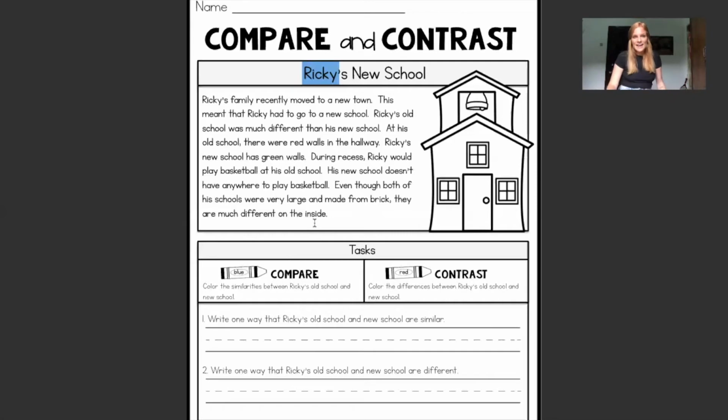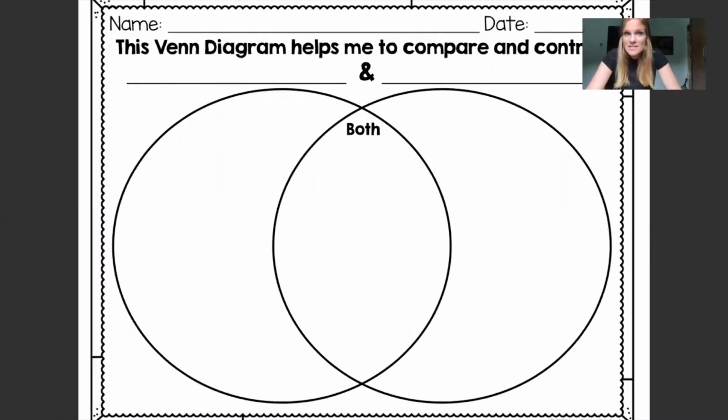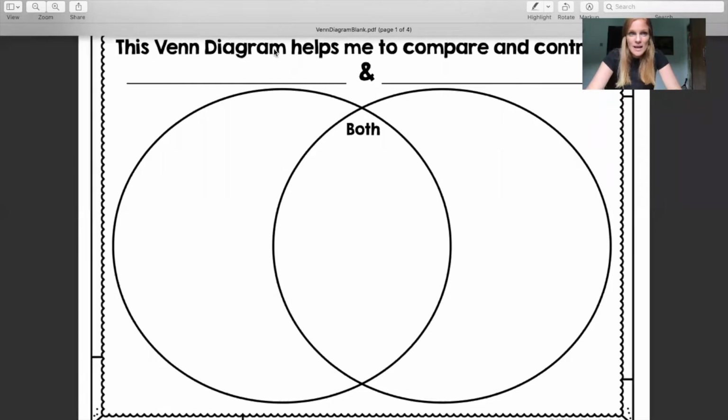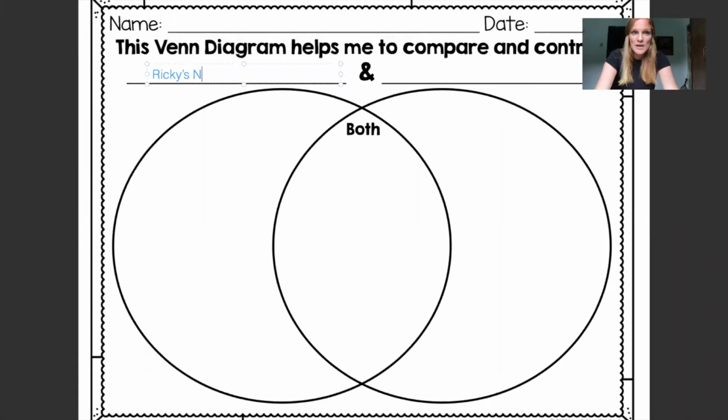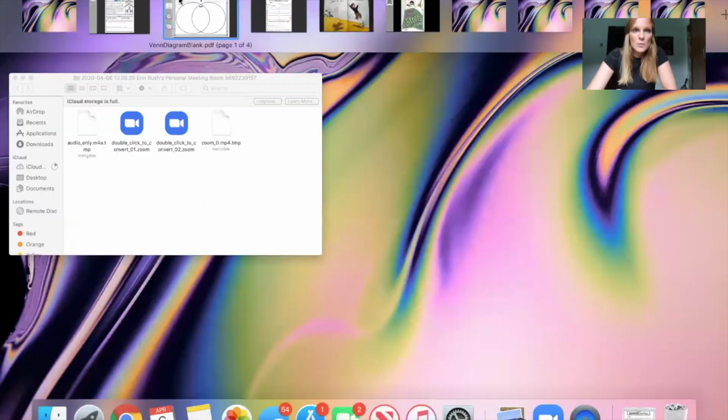Very good. Okay, so let's take a look at our compare and contrast. What is the same and what is different? So I'm going to pull up something like this. If you don't have it, it's okay. On this side, I'm going to put Ricky's new school, which means on this side, it's going to be Ricky's old school. And what goes in the middle is what is the same. So in this circle, it's Ricky's new school. This circle is Ricky's old school, what is different? And in the middle, it's going to be what is the same about both schools. So we're going to start with both.